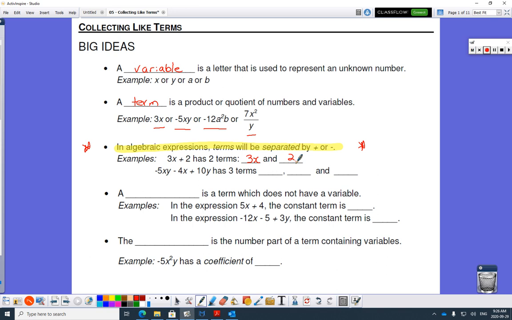No problem. Next, negative 5xy minus 4x plus 10y. There's the little separators, the negative and the positive. So this has three terms. It has negative 5xy. It has 4x. And it has 10y. And again, the immediate question that comes up is, wait a minute, isn't that negative 4x? Is that a negative 4x? Or is it subtract 4x?